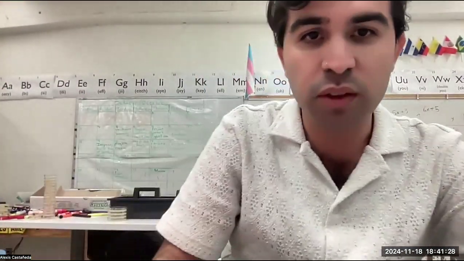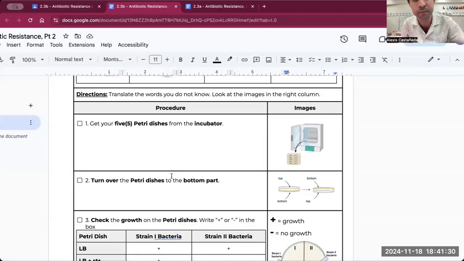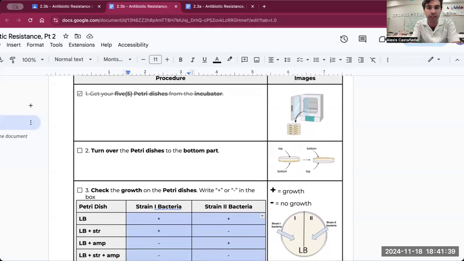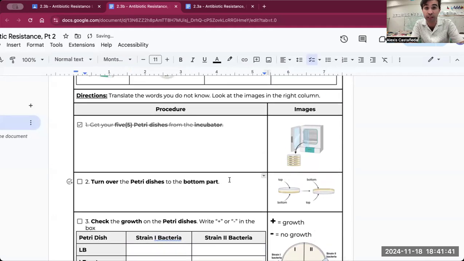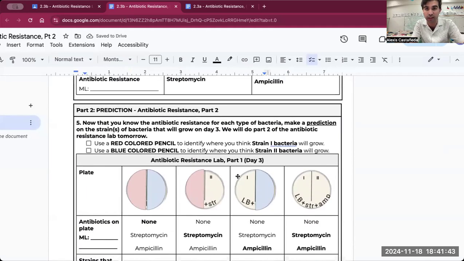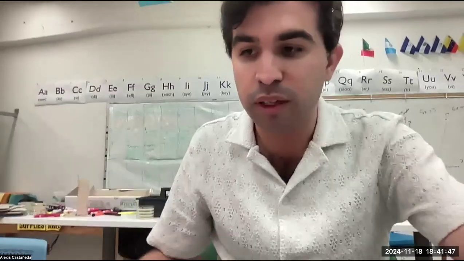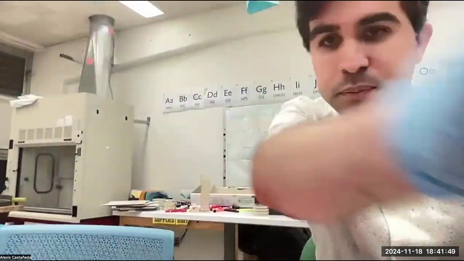Let's look through our procedure to make sure that we're following the correct instructions. So we got the 5 dishes from the incubator. We're going to turn all those petri dishes over to the bottom part, and then we're going to look for the growth. We're going to see where the bacteria has grown and has not grown, and whether the predictions that we had here were correct. So let's turn these petri dishes on the bottom, and I'll put them here so that you can see it.